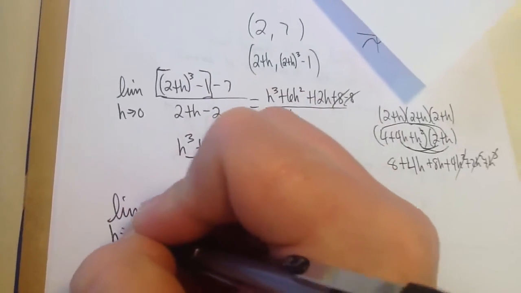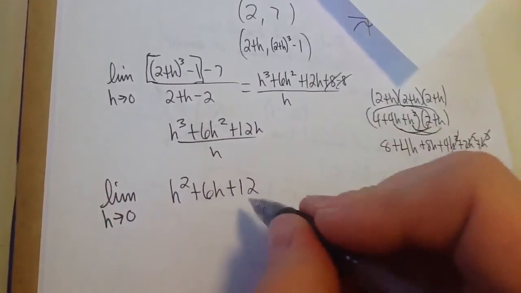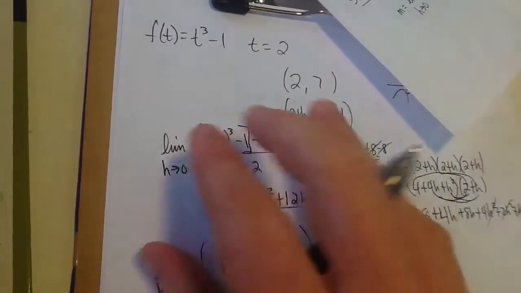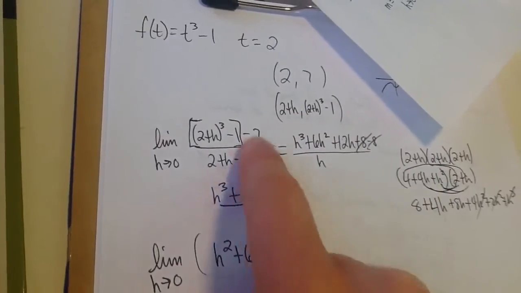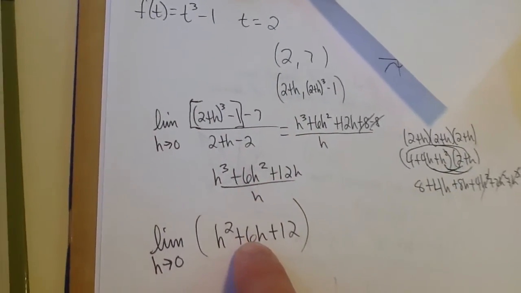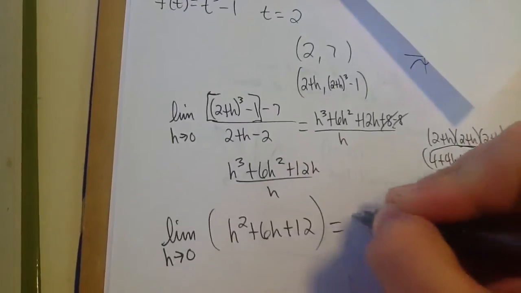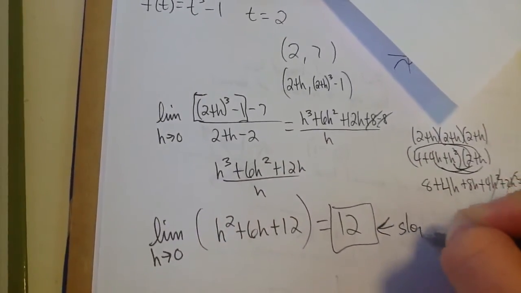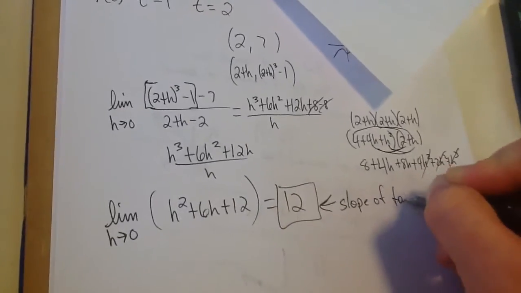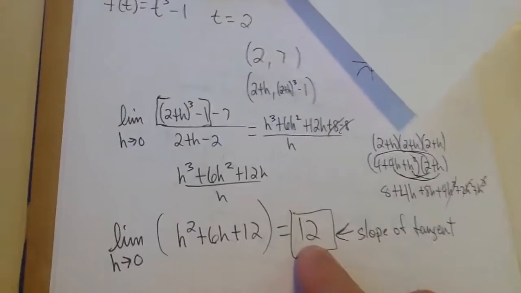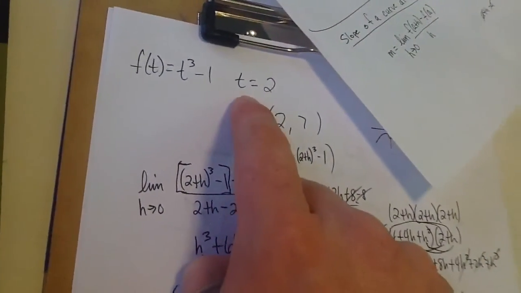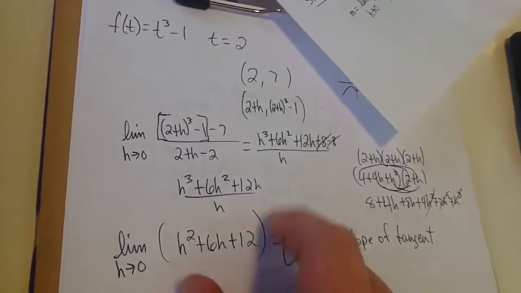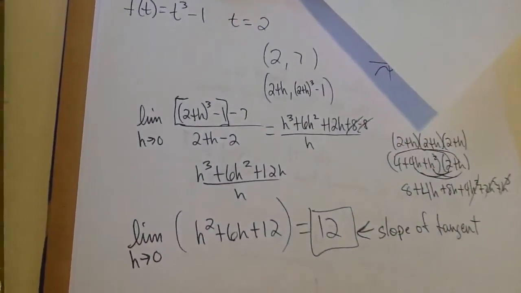There we go. Limit as h approaches 0 of that. Really all I've done is plug that in and simplify that thing. Now I'll do the limit as h approaches 0 and I get 12. So that is your slope of the tangent line. Or in this case, that is your speed when t equals 2. Or that's your instantaneous rate of change when t equals 2, however you want to word it.